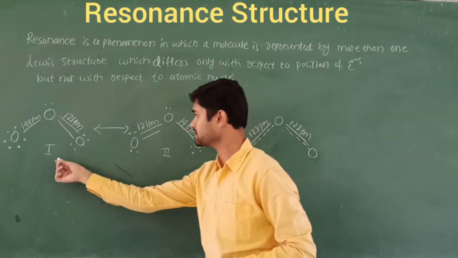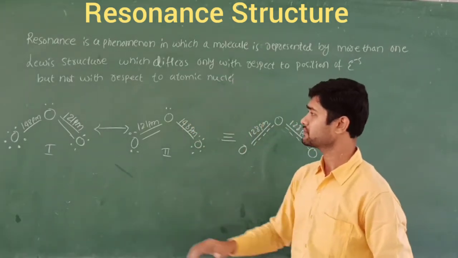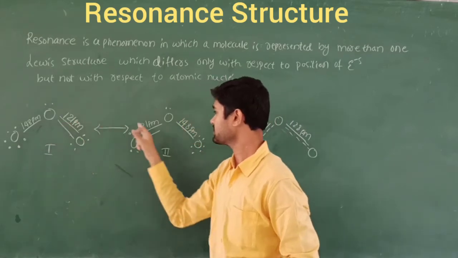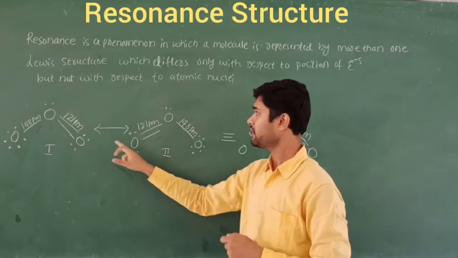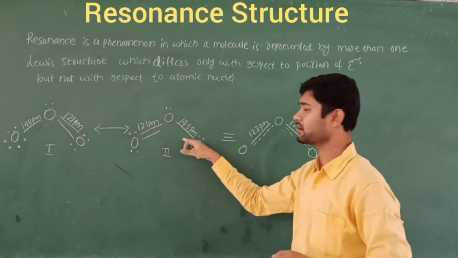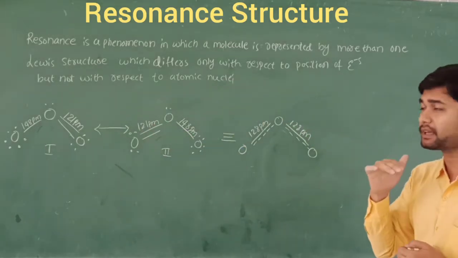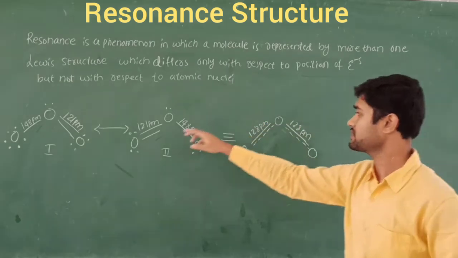Looking at these two structures, what happens? The positions are changed, right? Here a single bond is on one side, but the double bond has come to this side, and in the other case it is a double bond and a single bond. That is, they differ only with respect to the position of the electrons. The position of the electrons is important here.